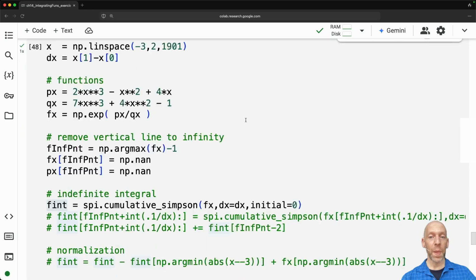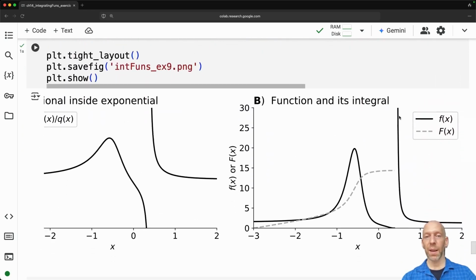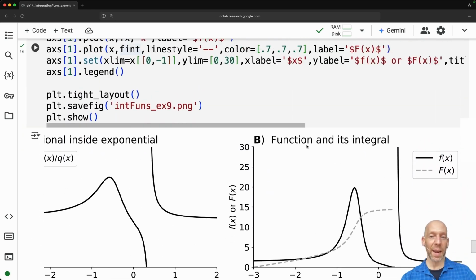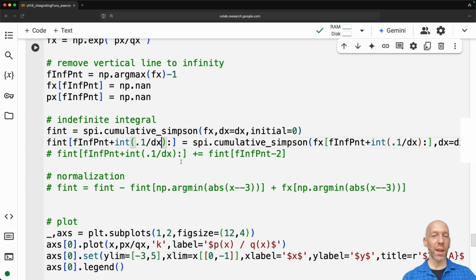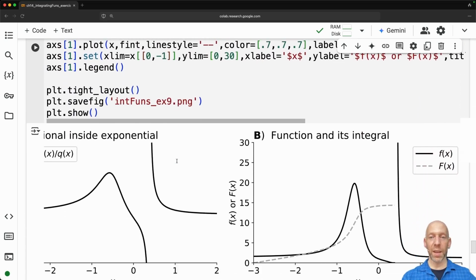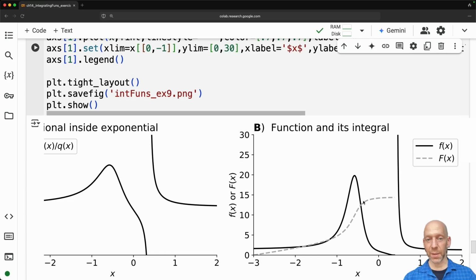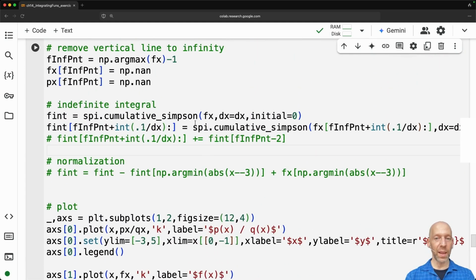So what's happening here is that the value here in the function is coming down from minus infinity. I've set it to be nan. The function cumulative Simpson is just calculating the cumulative sum following the Simpson rule. Okay, so what I am doing here instead is calculating the indefinite integral twice. So once before this discontinuity here that gives us this line, and then I'm calculating it again after this discontinuity. Okay, and that is what you see in this line here.